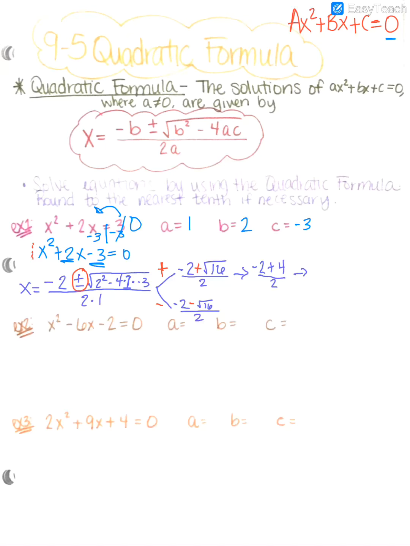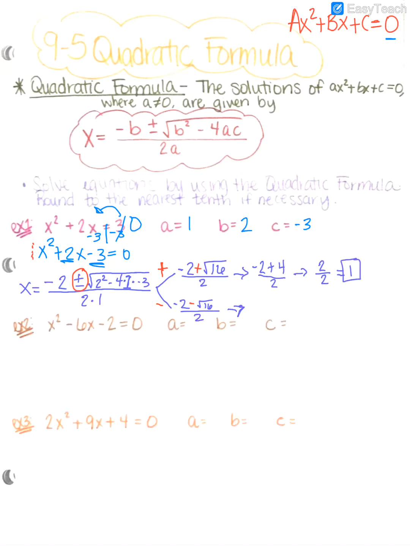Negative 2 plus 4: a negative and a positive are different signs, so subtract and keep the sign of the bigger number. So 4 minus 2 gives us 2, and it's going to be positive. And then the 2 on the bottom: 2 over 2 gives us 1. So that's going to be one of our solutions. But we still need to figure out the other one.